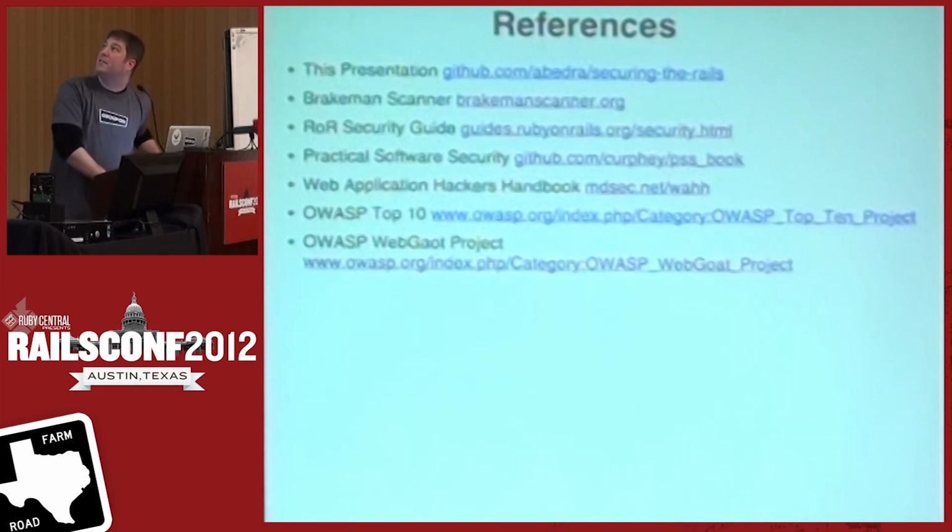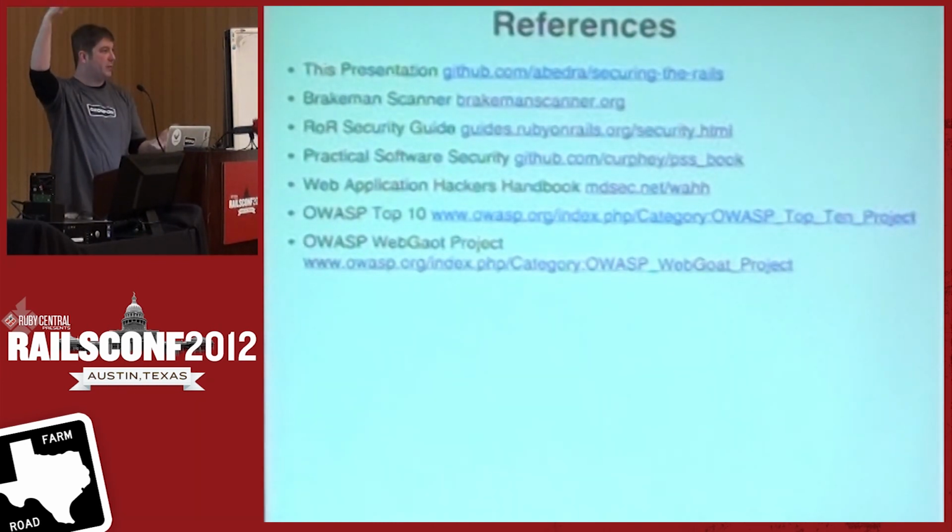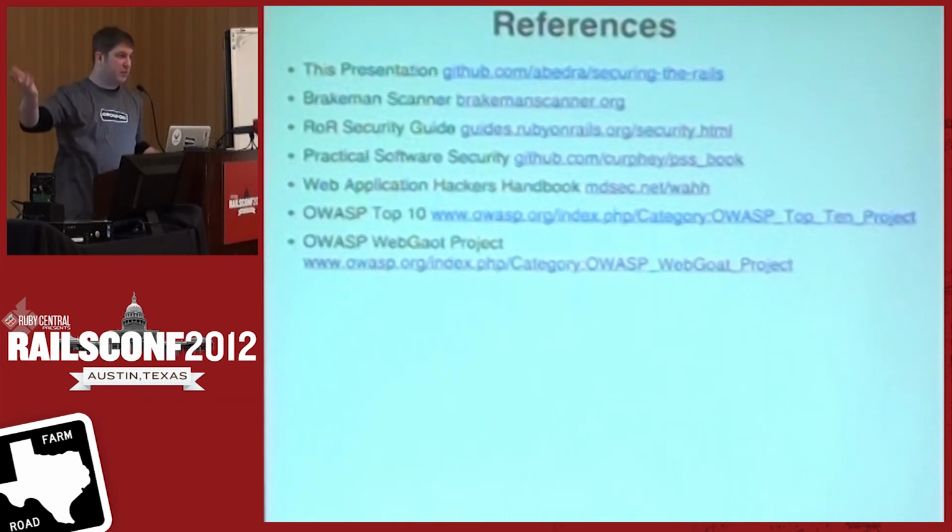References. This presentation, which will have all these links in it, is on GitHub. It's called Securing the Rails. There's an HTML file in there, which is just what I'm showing you here. The rest of it is a bunch of weird Emacs org mode garbage you don't want to worry about. But if you want the slides, you just open up the HTML, and they're good to go.